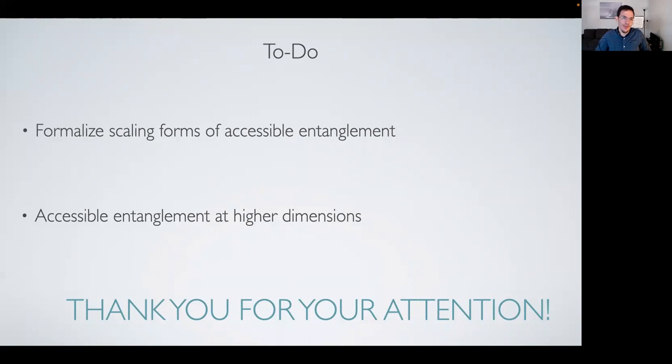And in the future, we would actually like to formalize the scaling forms for the accessible entanglement. Recall that for the plot in which we compute the accessible entanglement as a function of total system size, we still want to generate more data before we claim, aha, we found scaling results. Not only that, but we would also like to look at the accessible entanglement in higher dimensions. With that being said, thank you very much for your attention.